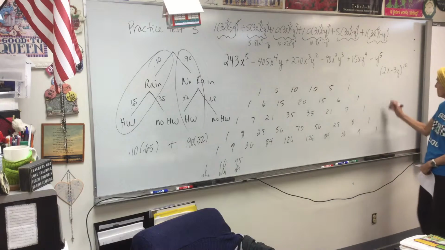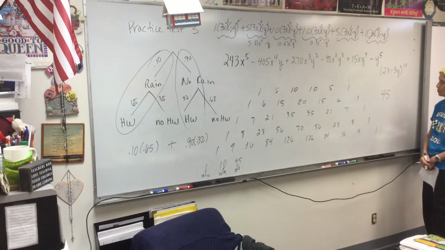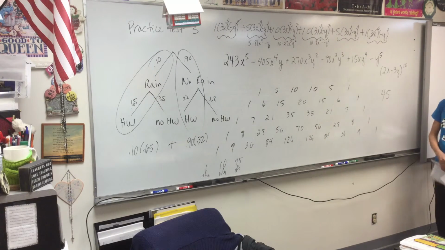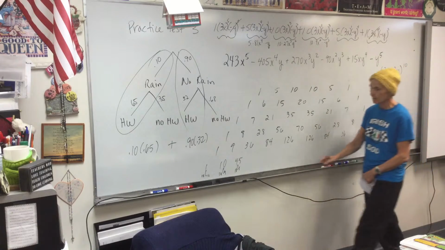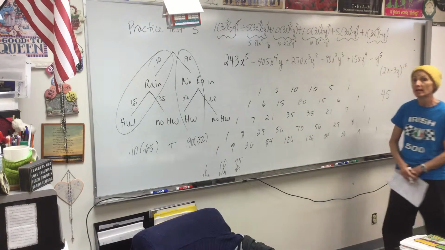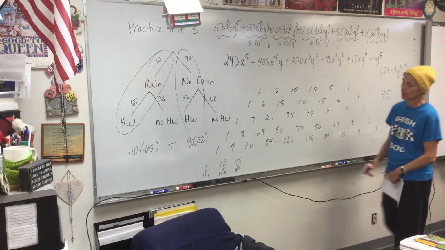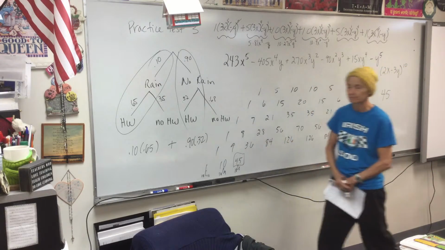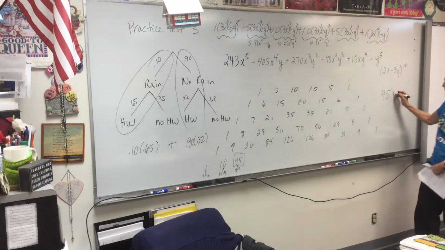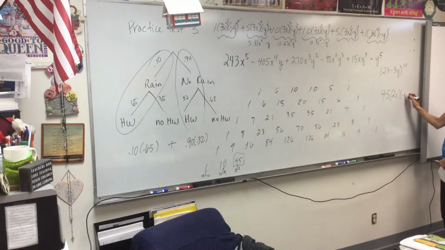Okay, so I've got my 45. That's the 3rd term. That's the one I want. It says find the 3rd term. I want the 45. I didn't bother writing out the rest of the row because I don't care about the rest of the row. I want the third term right here. Next to that will be a 2x and a negative 3y.